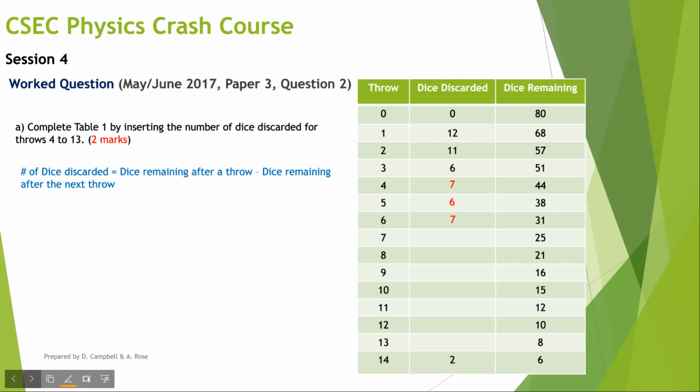We then subtract 25 from 31, which is 6. 21 from 25, which is 4. 16 from 21, which is 5. 15 from 16, which is 1. 12 from 15, which is 3. 12 from 10, which is 2. 8 from 10, which is 2. And then for throw number 14, it would be 6 from 8, which is 2. Right, so that's 2 marks there.